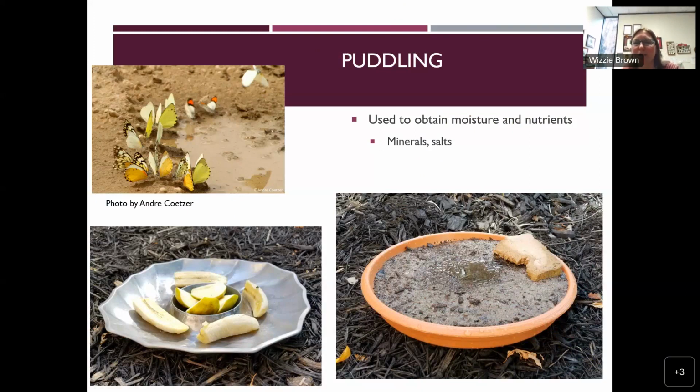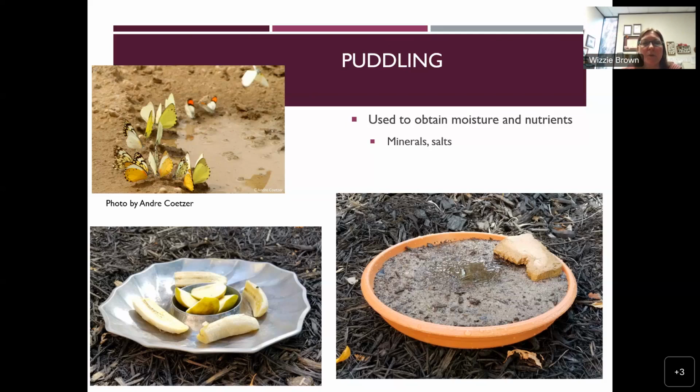I created a puddling dish. You can see that on the bottom right-hand corner. That is essentially a mixture of soil, compost, and sand in a shallow dish that I mixed together, and I made a little divot in it so the water can collect there. And then I stuck that rock in there so the insects can access it safely.